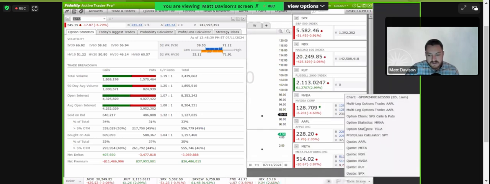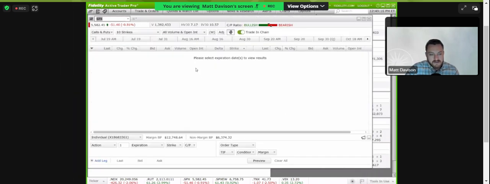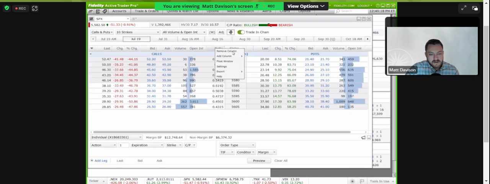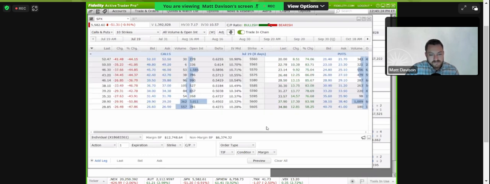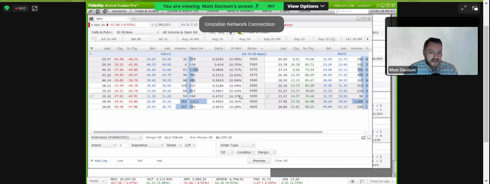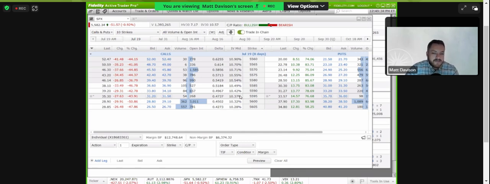Now, options themselves also have IVs. So when we go and look at these, we can look at the IV for the actual individual contract. And if we're looking at the ones that are 30 days out, the ones that are at the money, they should be pretty close to the IV 30 value. And that's how we're getting the IV 30 value. But you can look at these individual ones.